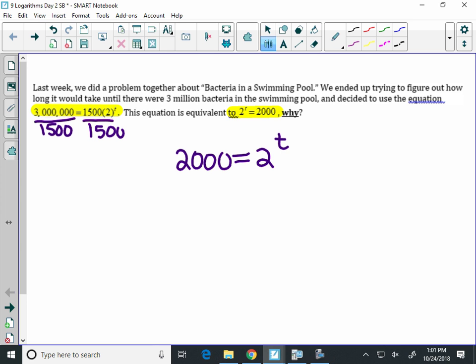Now here's where we keep getting stuck, though. Because we can divide by 1,500, but do you, in your mathematical brains, know how to get the t out of the exponent? No. That's where we're stuck. But that is where logarithms are going to help us. So we first need to understand a little bit more about logarithms, other than graphing them, so that tomorrow we can get that t out of the exponent.